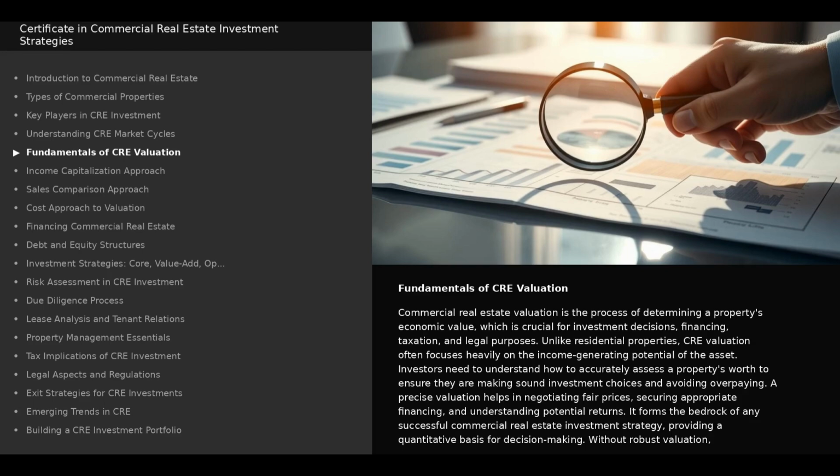Investors need to understand how to accurately assess a property's worth to ensure they are making sound investment choices and avoiding overpaying. A precise valuation helps in negotiating fair prices, securing appropriate financing, and understanding potential returns. It forms the bedrock of any successful commercial real estate investment strategy, providing a quantitative basis for decision-making. Without robust valuation, investment risks are significantly amplified.